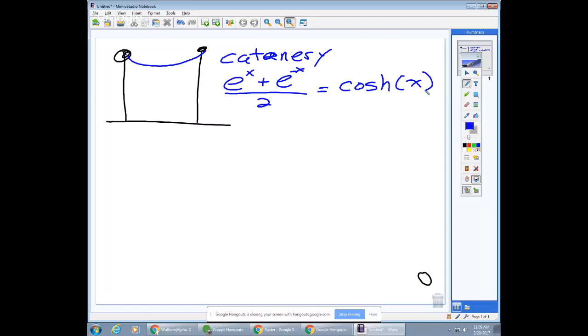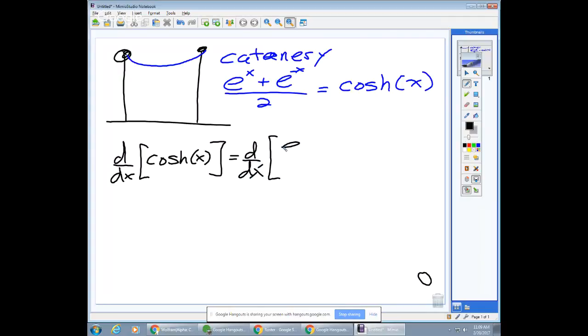And cosh is a relatively simple function. It's just a combination of e to the x's added up and divided by 2. So let's just, for fun, take the derivative of the cosh. The derivative with respect to x of the cosh of x is equal to the derivative of e to the x plus e to the negative x divided by 2. Now, dividing by 2 is just a constant, right? So it's just going to chill out. We're still just dividing stuff by 2.